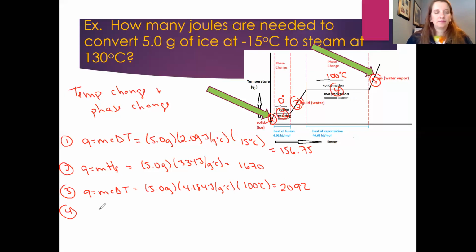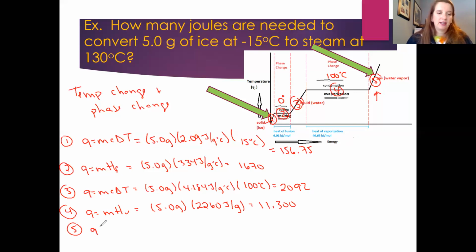So that's going to be Q equals M times H, V this time because it's vaporizing, it's turning into a gas. So we have 5.0 grams times our heat of vaporization, which is 2260 joules per gram. And that's going to be 5 times 2260, 11,300. And then our last step is way up here where it's a gas. So it's at the diagonal, so we use Q equals MC delta T. So we have our mass, 5 grams.